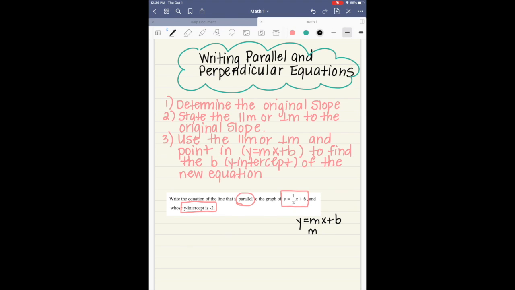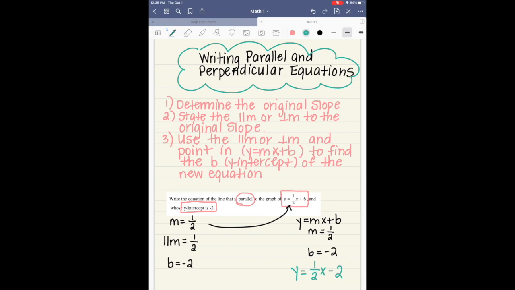Well, we know the slope. Looking at this problem, the original slope is 1/2. It wants us to be parallel, so the parallel slope is also going to be 1/2. So the slope for our new equation is 1/2. Now, they also told us that the y-intercept is -2. So our new y-intercept is -2. My new equation that is parallel is y equals 1/2 x - 2.